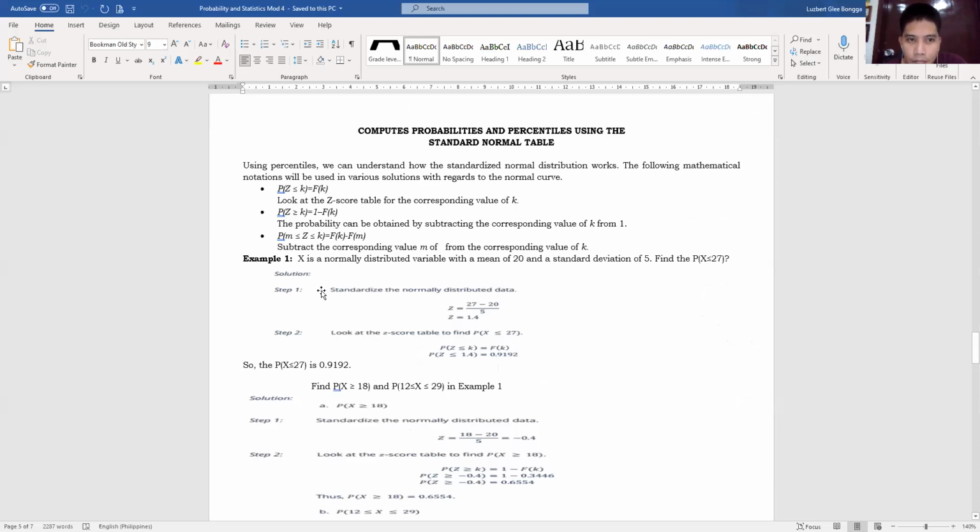Let's say for example number 1. X is a normally distributed variable with a mean of 20 and a standard deviation of 5. So find p of x less than or equal to 27.